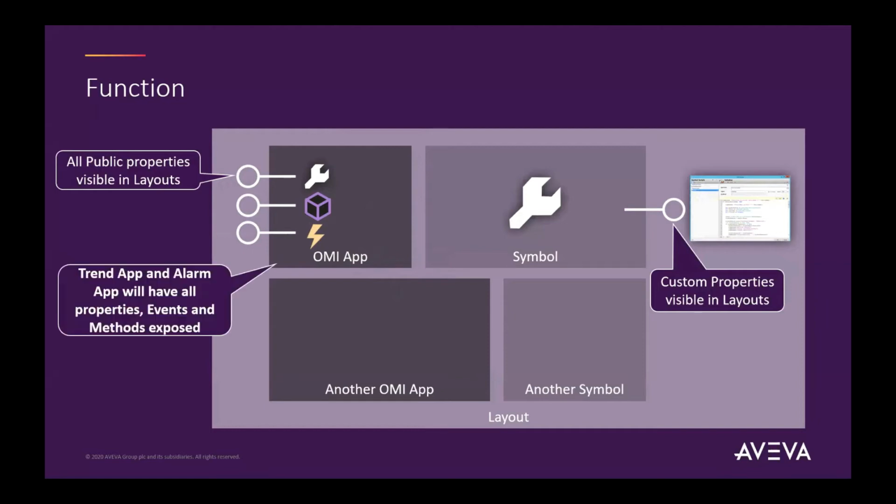Now, existing apps, things like the Trend app and the Alarm app, we have made all of the public properties available. All of the events, all the methods are now exposed. If you've used these since 2017, you would have known that there were some things that you couldn't do that you can do now in 2020.